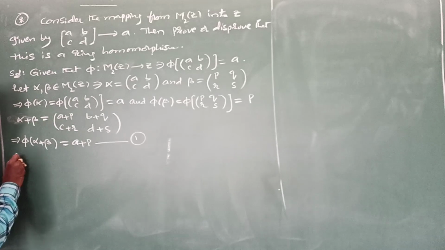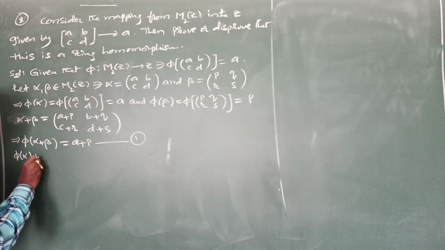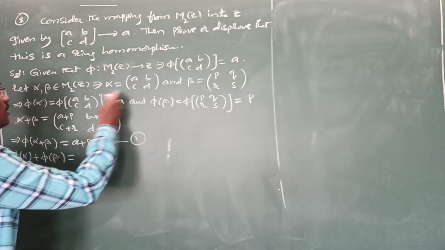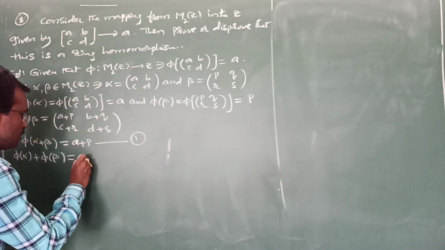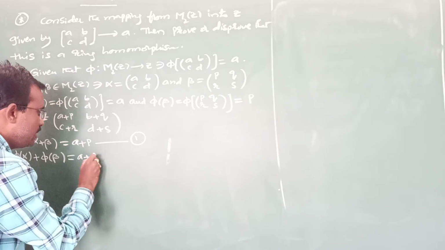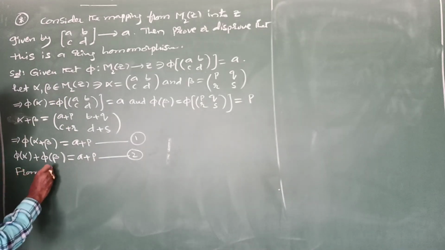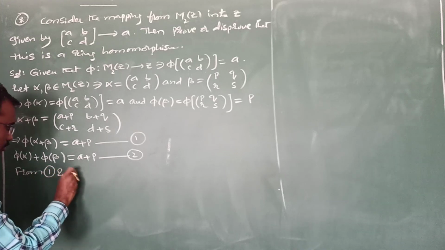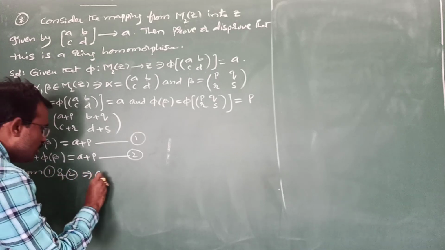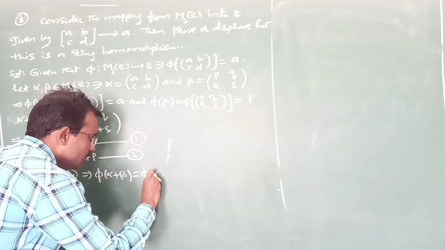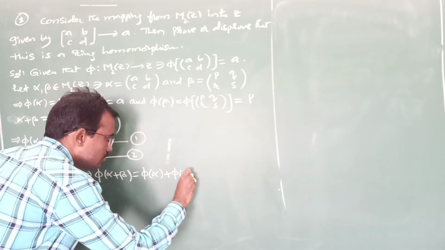Next, separately define phi of alpha plus phi of beta. What is phi of alpha here? Here we define A, plus what is phi of beta? P. From 1 and 2 it implies we have phi of alpha plus beta is equal to phi of alpha plus phi of beta.